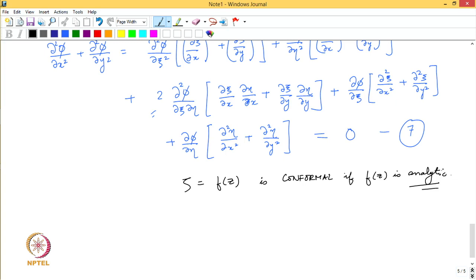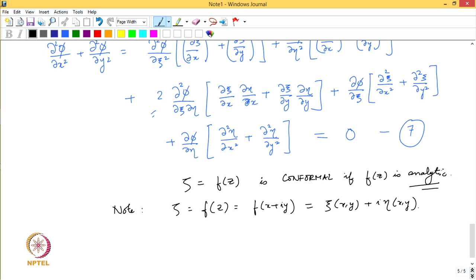So the transformation will be conformal, or it would be called a conformal transformation, if f of z is analytic. Now note that f of z, which is z, in terms of x and y being x plus i y, is being transformed to a new set of coordinates in the zeta plane, which I am writing as xi of x comma y plus i eta of x comma y.